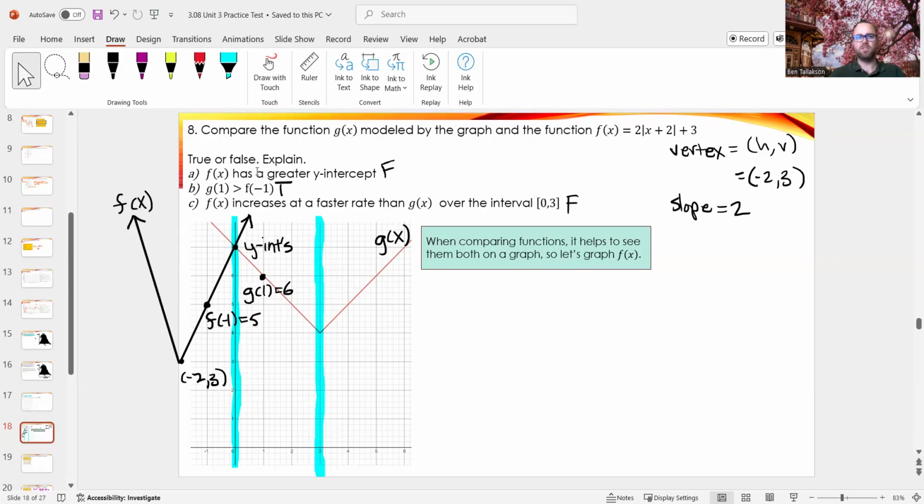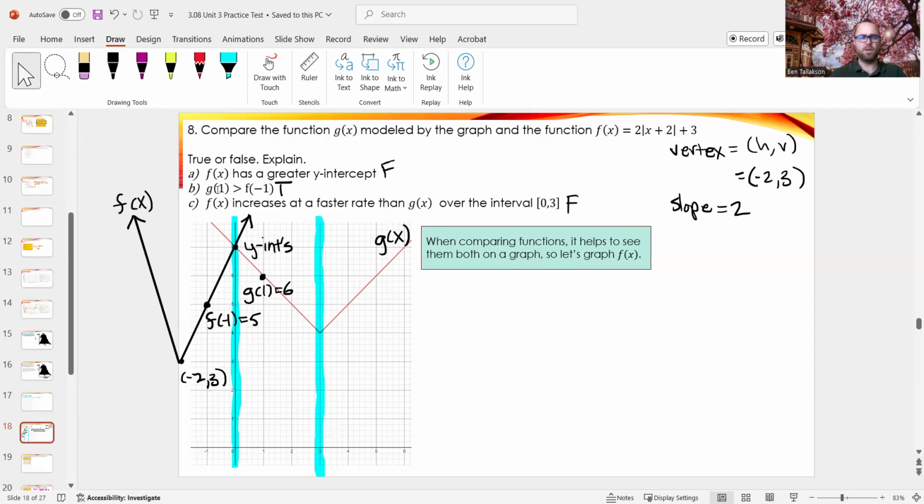A, f of x has a greater y-intercept. Well, I just pointed out this key point, which happens to be the y-intercept for both graphs. So one is not greater than the other. That is false. B, g of 1 is greater than f of negative 1.